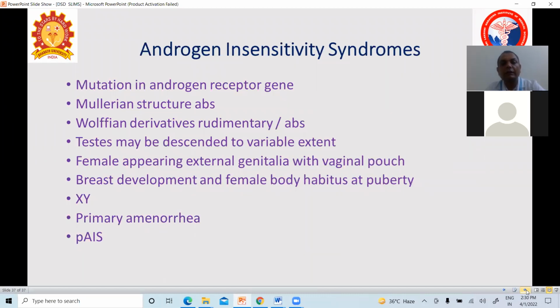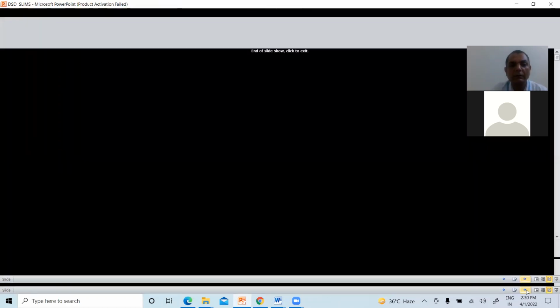And another is androgen insensitivity syndrome, with mutation in the androgen receptor gene. Mullerian structures are absent, Wolffian derivatives rudimentary, and the testis may be descended to a variable extent. There is female-appearing breast development and female body habitus at puberty, XY karyotype, primary amenorrhea. Thank you.